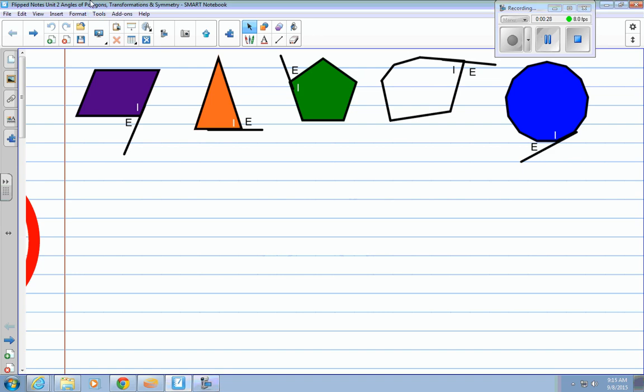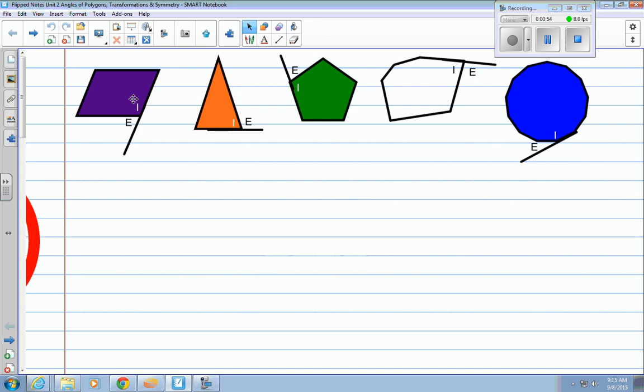All right, so we talked about polygons and how they're closed figures that are made up of sides and angles. And what we're going to start talking about tonight are the special angles of polygons. In particular, we're referring to the interior and the exterior angles of polygons. So I've given you a few examples here. You can pick one to draw.